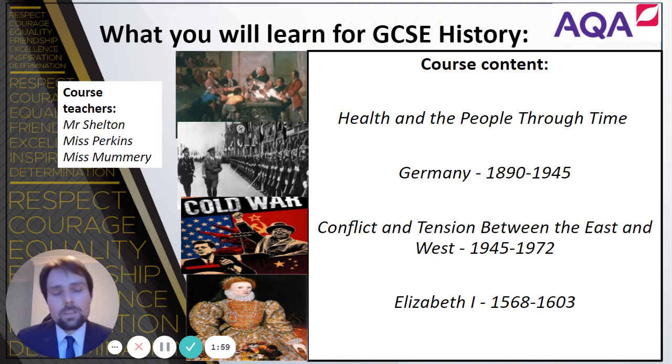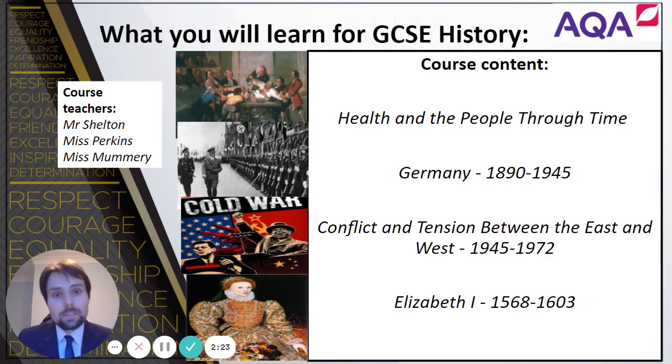The second unit is on Germany from 1890 to 1945, and that in a way follows on from what you're currently studying in year 9. It focuses on the role of the Kaiser and Germany's entry into World War One. It focuses on the rise, policies, and downfall of the Nazi Party, and also the various horrors that it inflicted.